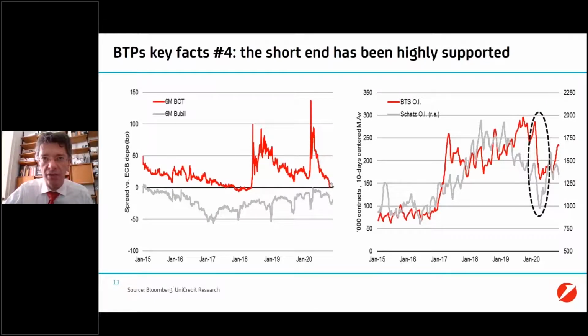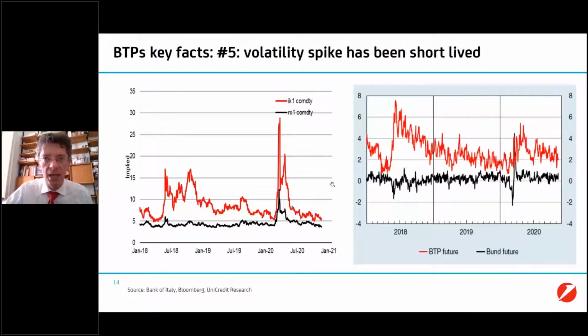This is the spread versus Germany. It has almost completely closed. It's a sign of very strong resilience. And by the way, balance of payment data show that foreign investors have already started to accumulate short maturity Italian bonds. The volatility was also well behaved.